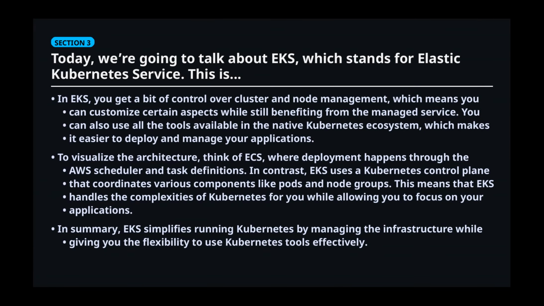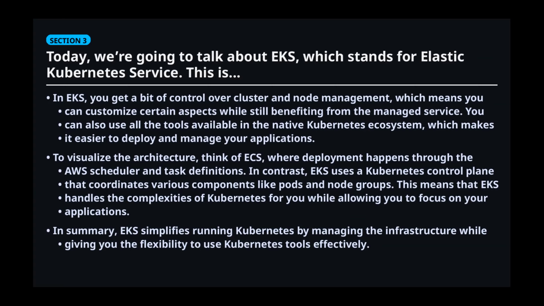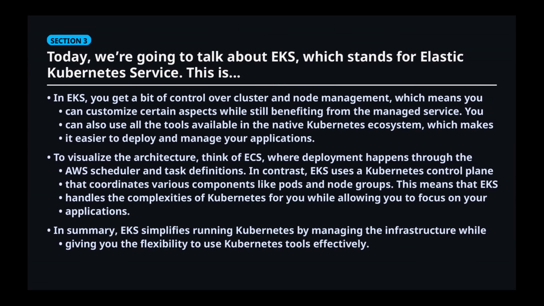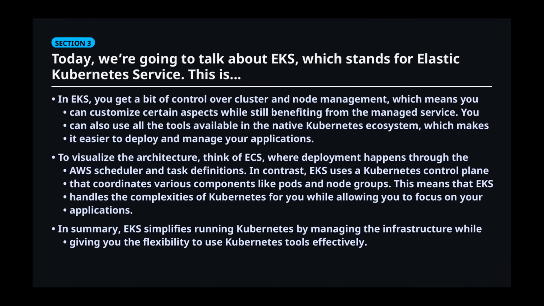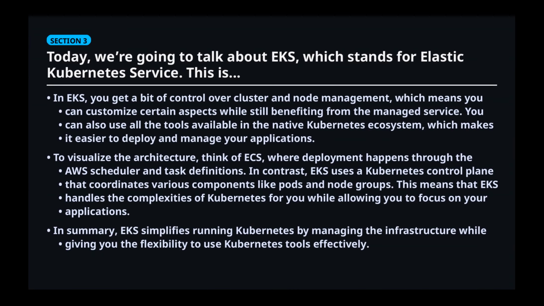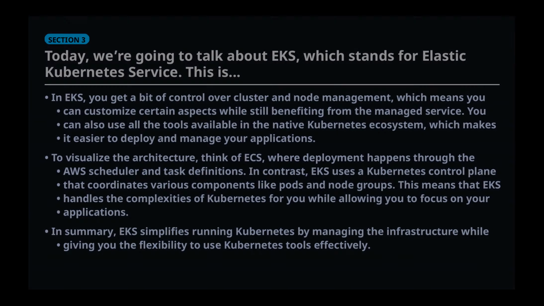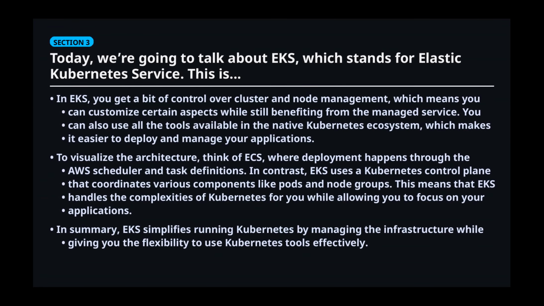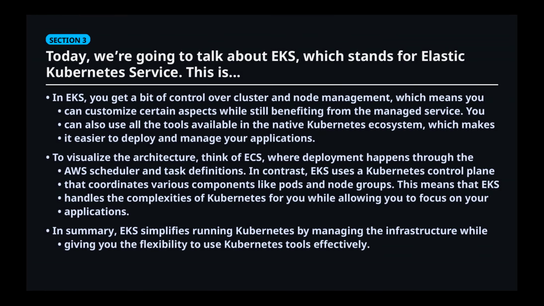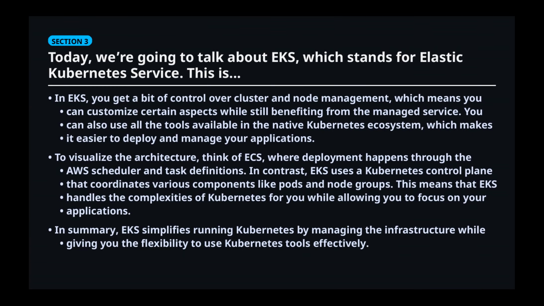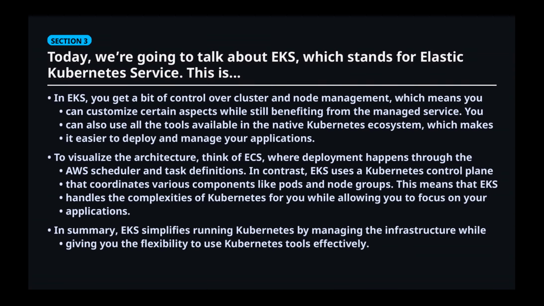In EKS, you get a bit of control over cluster and node management, which means you can customize certain aspects while still benefiting from the managed service. You can also use all the tools available in the native Kubernetes ecosystem, which makes it easier to deploy and manage your applications. To visualize the architecture, think of ECS, where deployment happens through the AWS scheduler and task definitions.